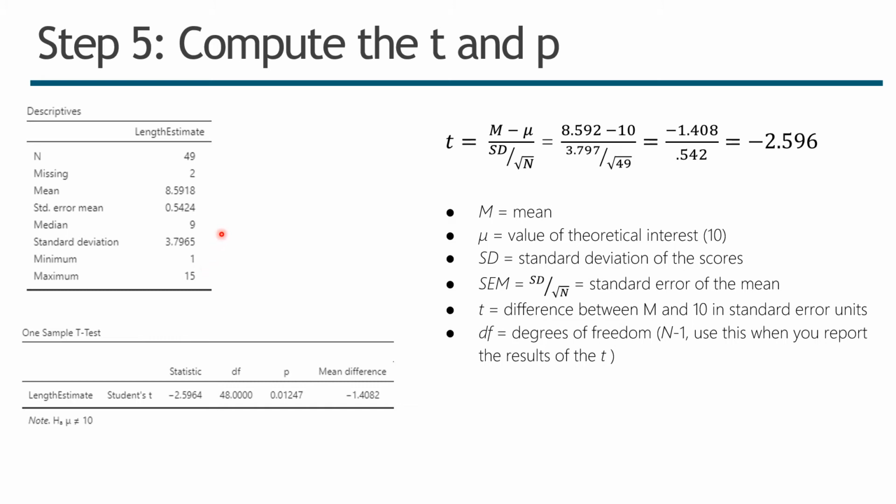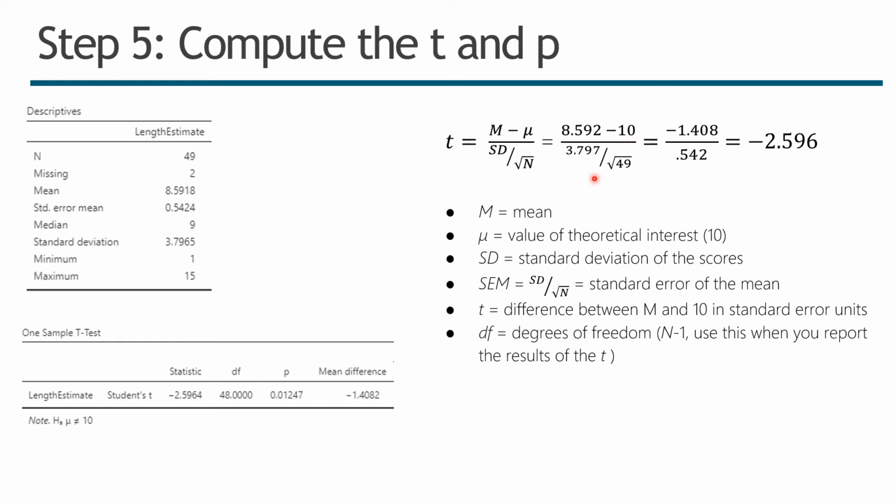Right. Now these data are used then to compute the single sample t. So I have the formula over here for the single sample t, and it is the sample mean minus the population mean divided by the estimated standard error. Right. So we're comparing our sample mean, 8.592, to 10. I know the formula says population mean, but that value could just be a value of theoretical interest. In this case, 10 is our value of theoretical interest.